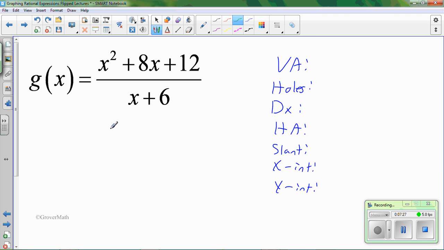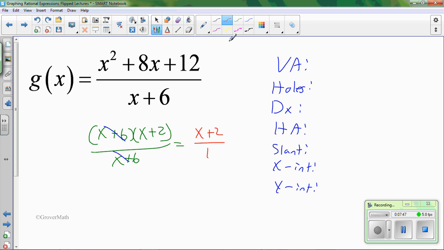So first off, we start by factoring. We factor the top to get x plus 6 times x plus 2, and the bottom is x plus 6. We see our x plus 6's are going to cross out, and you're going to be left with x plus 2 over 1. So first, let's start with vertical asymptotes. Vertical asymptotes come from solving for x in the bottom. If there's no x in the bottom, then there are no vertical asymptotes.